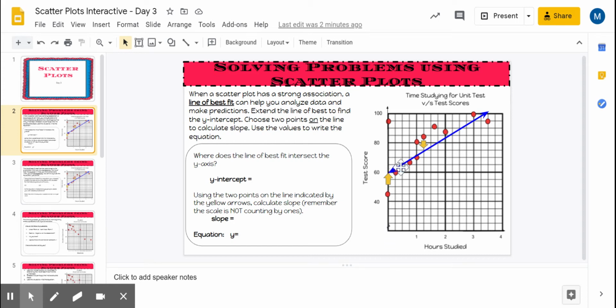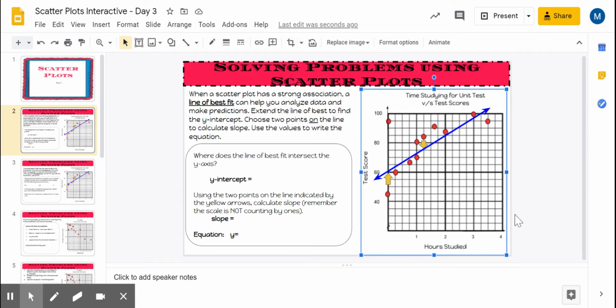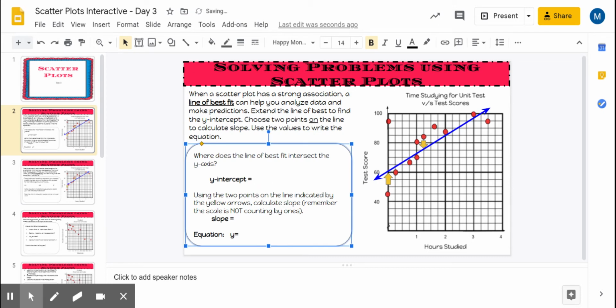Okay, so I am going to first click on my blue line here and grab this end. I moved my line a little bit. No. All right, try not to move your line. There, I got it back pretty good. Okay, so if you extend the line, and really I don't know that you need to extend it to figure that out, it looks like it goes right through 60. So that is easy. I'm going to type in 60 for the y-intercept. So that's a test score of 60.